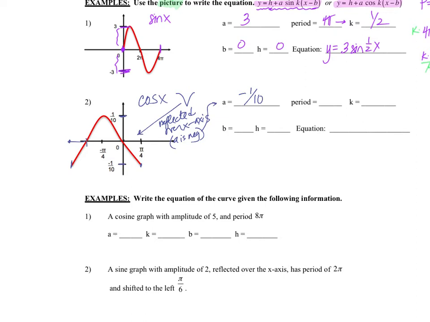Here's a negative pi over 4. That's negative 2 pi over 4. And this is negative 3 pi over 4. So the end of the graph is supposed to be here at negative 3 pi over 4, all the way up to 1 pi over 4. So what is that distance? It's pi. So the period is pi.